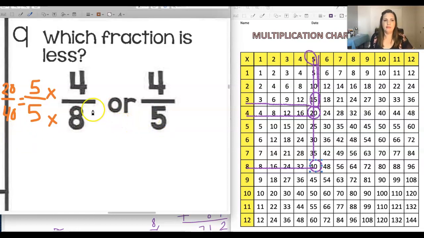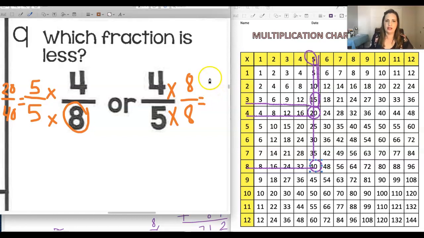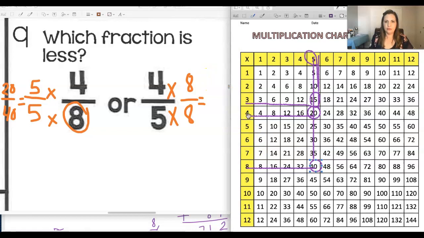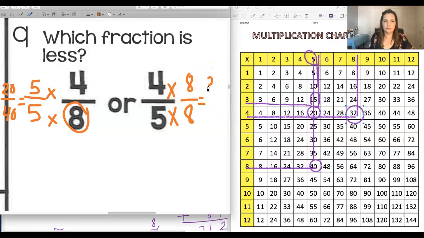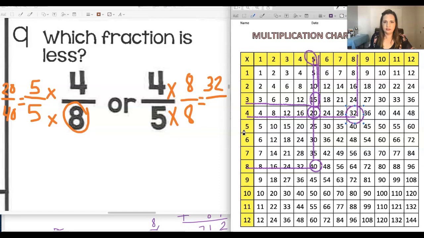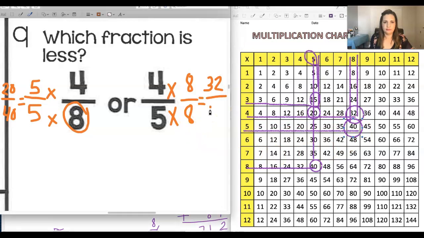Now, I'm going to do the same thing for the other side. I'm going to take this 8 and I'm going to multiply it by the top and the bottom. And remember, that's because it's like multiplying by 1, and it's going to give me an equivalent fraction or an equal fraction. 4 times 8, so go to my 4. 4 times 8, where they meet in the middle, equals 32. And 5 times 8, go to your 5 and your 8, and where they meet in the middle, 40.